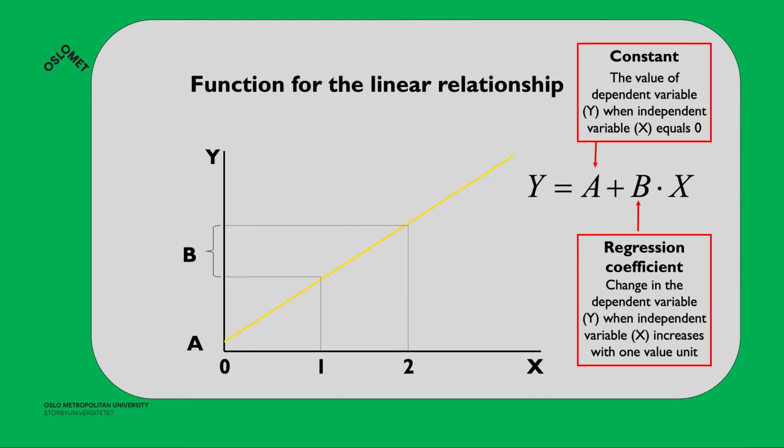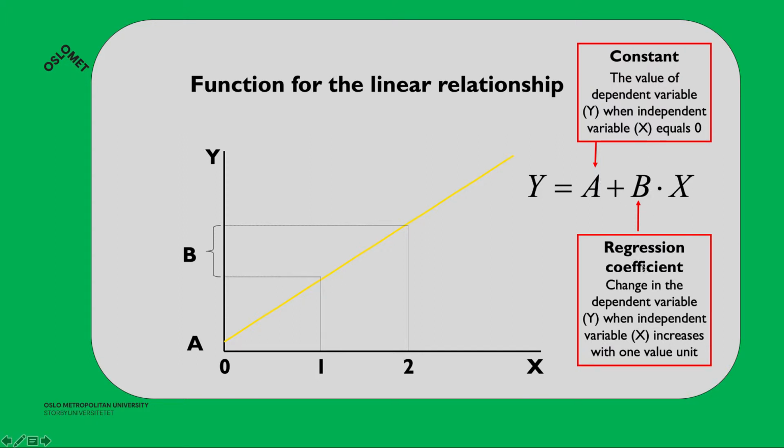But okay, we want to find the function for the linear relationship. And here I've illustrated the function, or the equation, for the regression line, where y is the dependent variable and a is the constant. That is the value on the dependent variable y when the independent variable x equals 0. And b is the regression coefficient. That is the change in the dependent variable y when the independent variable x increases with one value unit. So if x is 0, then this whole part falls away. So then you're just left with the constant.